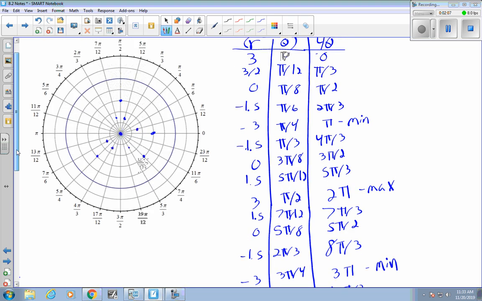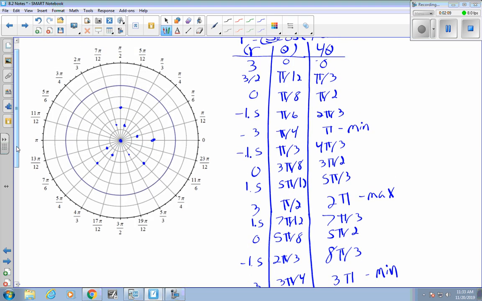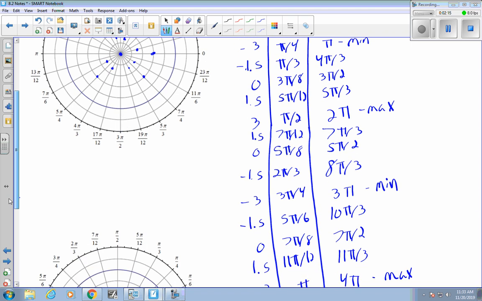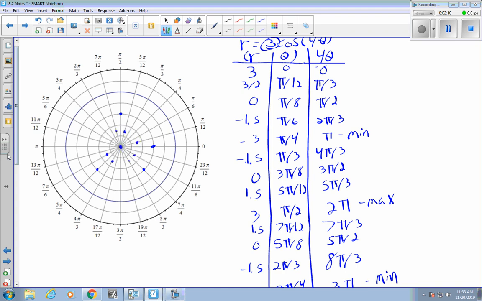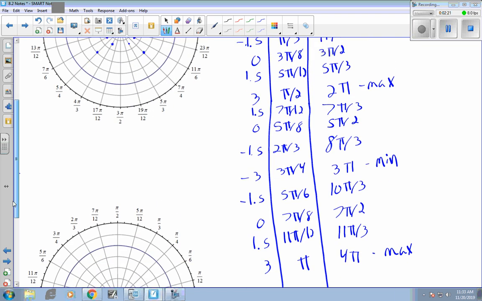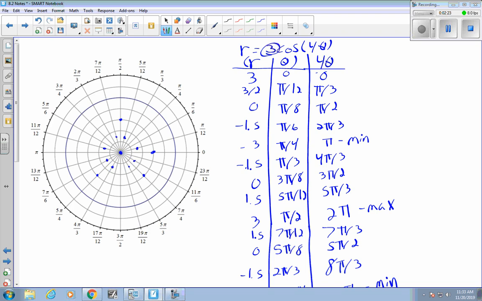5 pi over 6 is negative 1.5, which should be right here. What else do we have here? Pole. 11 pi over 12 is 1.5. And pi is 3. So I already have 5 petals right now. Now let's use polar axis symmetry here.